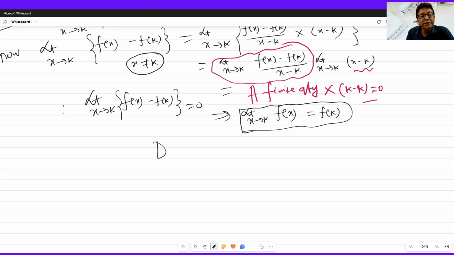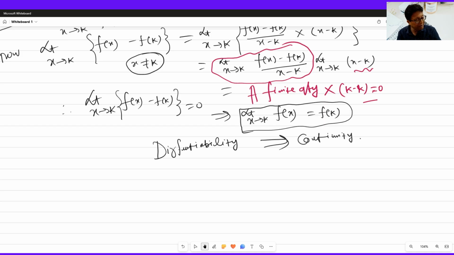So differentiability will imply continuity of the function. If a function is differentiable at a point, it must be continuous over there. Clear? Let us apply this thing to solve a problem here.